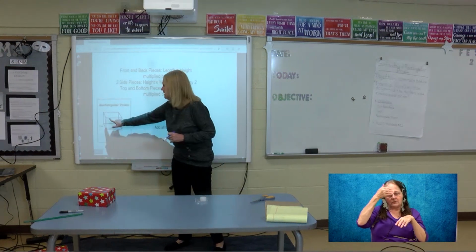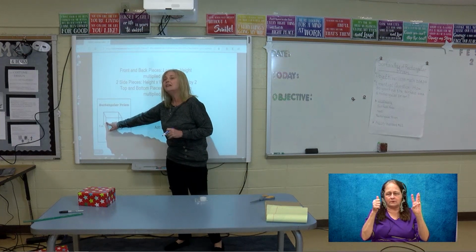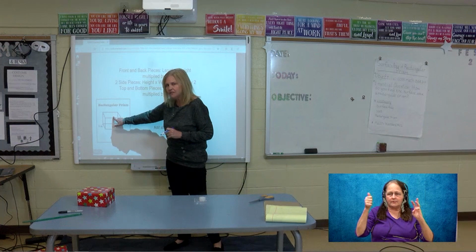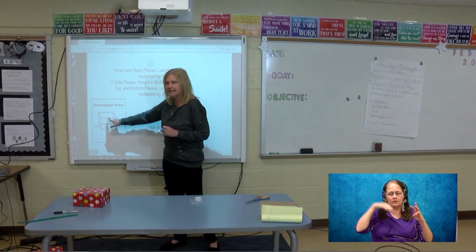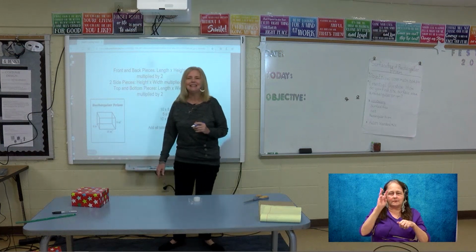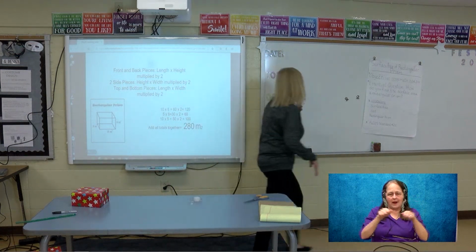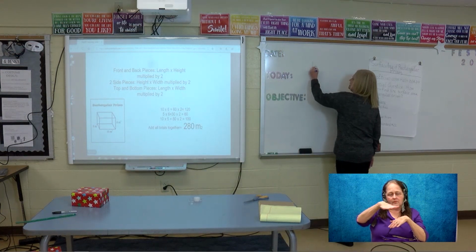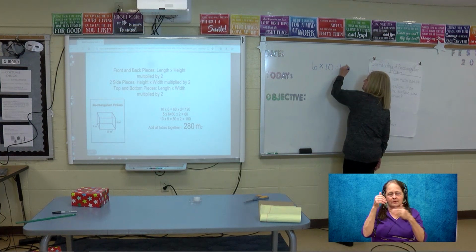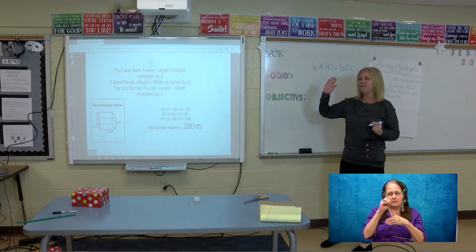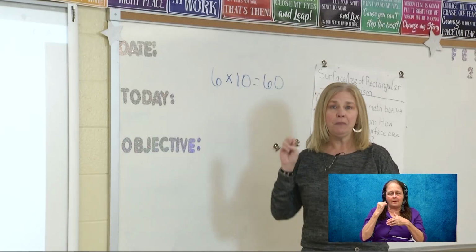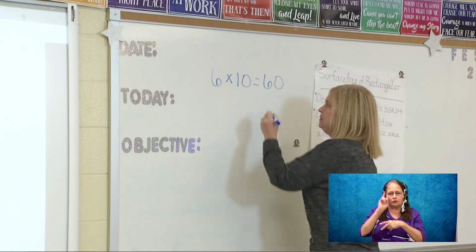If this is 6, what is this going to be? It's also going to be 6. If this is 10, what's this going to be? It's also going to be 10. So we can say 6 times 10 to get the area of the front. So we can say 6 times 10, and that equals 60. But we have a front and a back, so we need to multiply it by 2.